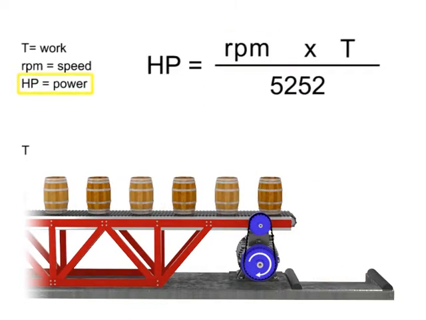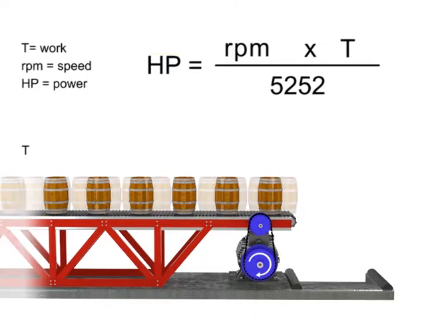If horsepower remains constant, then speed and torque are inversely proportional. As the torque increases, speed decreases to maintain constant horsepower. As torque decreases, speed must increase to maintain constant horsepower.